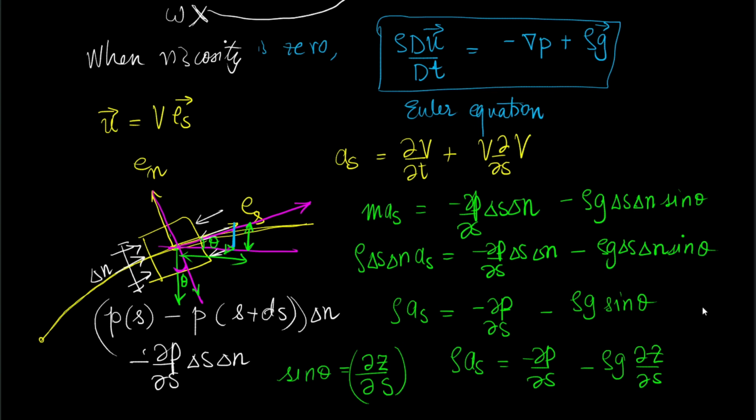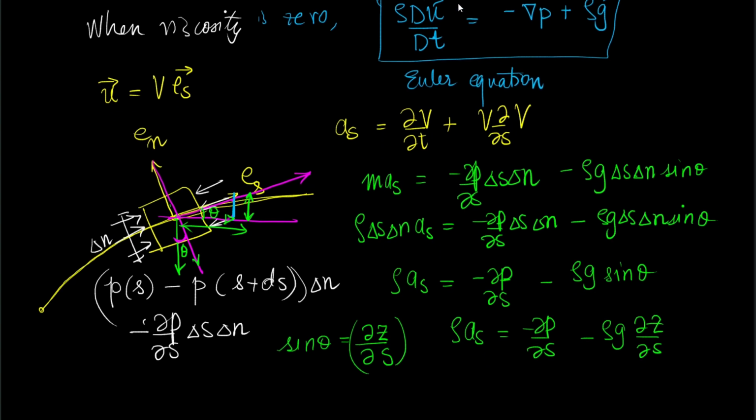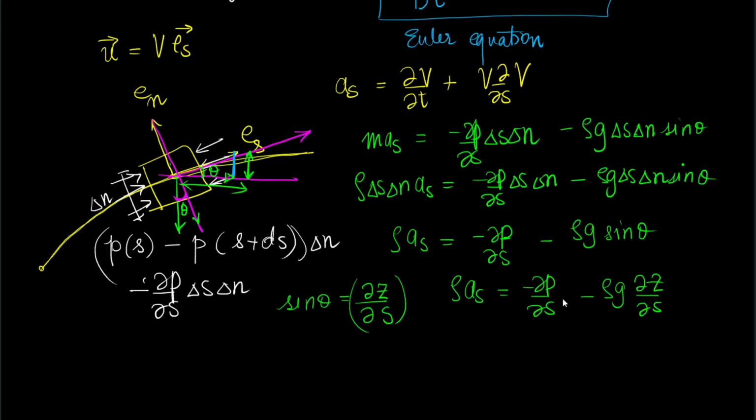So this defines the Euler equation along the S direction. This encapsulates how the streamline looks, nothing else. Essentially, this is nothing but accounting for the component of gravity along the streamline direction, the instantaneous streamline direction.